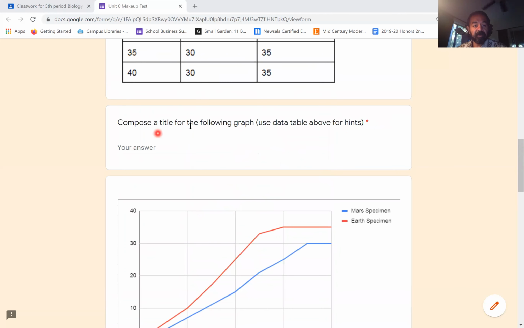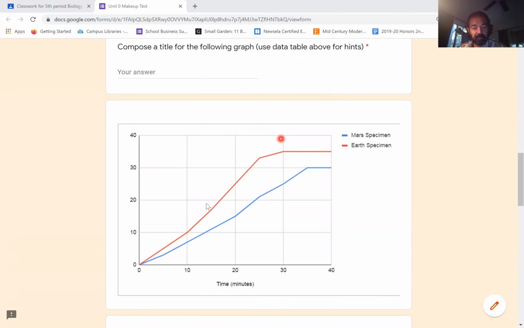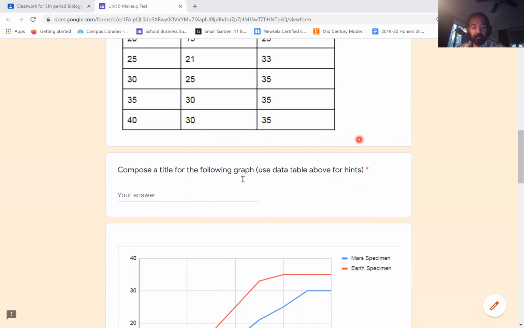So here it says compose a title for the following graph. So here's the graph. What are you doing? You're comparing carbon dioxide release between an Earth specimen and a Martian specimen, right? So you can say, production of carbon dioxide over 40 minutes, colon, Earth specimen versus Mars specimen, or Martian if you want to be fancy. And that's a good title, right?